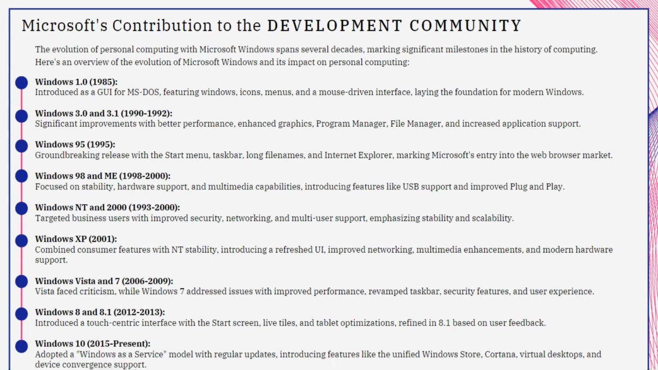I think at this point that's when most of us started using computers or going to the cyber cafe. Maybe the next one, Windows 98, was when they released the start menu, taskbar, long file names, and Internet Explorer. Windows 98 and ME, around 1998 to 2000, focused on stability, hardware support, multimedia capability, introducing features like USB support and plug and play.